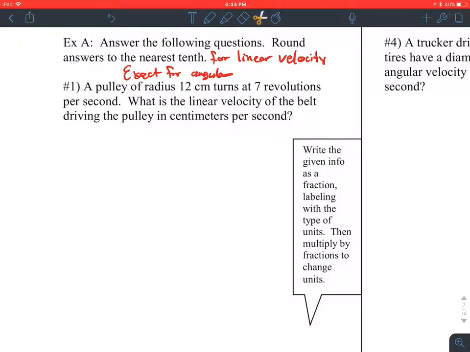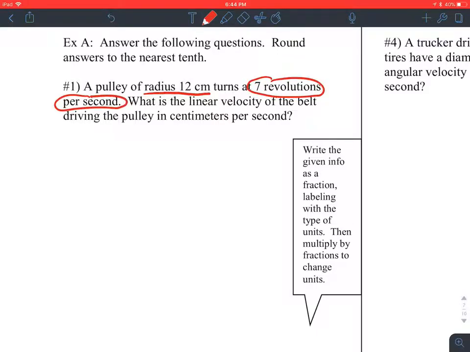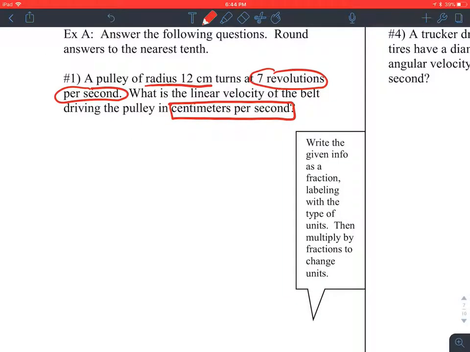Let's read this problem. A pulley of radius 12 centimeters, radius of 12 centimeters sounds important, turns at 7 revolutions per second. 7 revolutions per second is more than just important. What is the linear velocity of the belt driving the pulley in centimeters per second? The question is, in the box, to change this to centimeters per second. First glance, this seems hard, if not impossible. This is actually really easy. Take the rate in which you're given. A rate is a comparison of two numbers with different units, and that is 7 revolutions per second. Write it as a fraction.